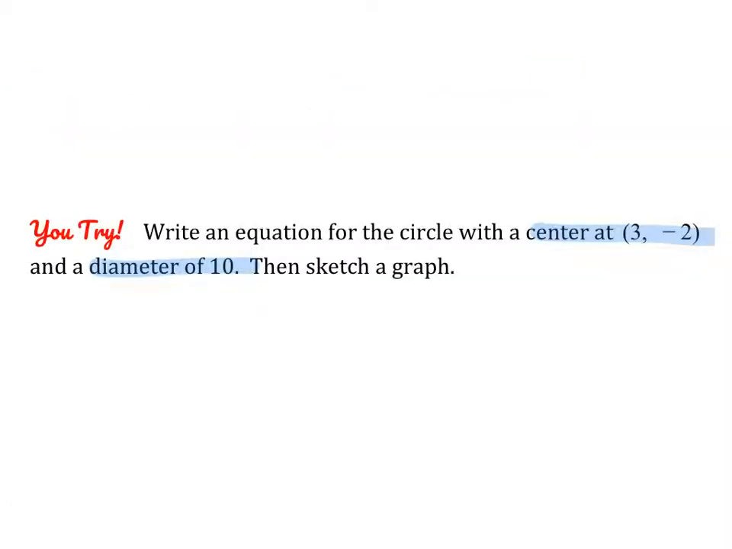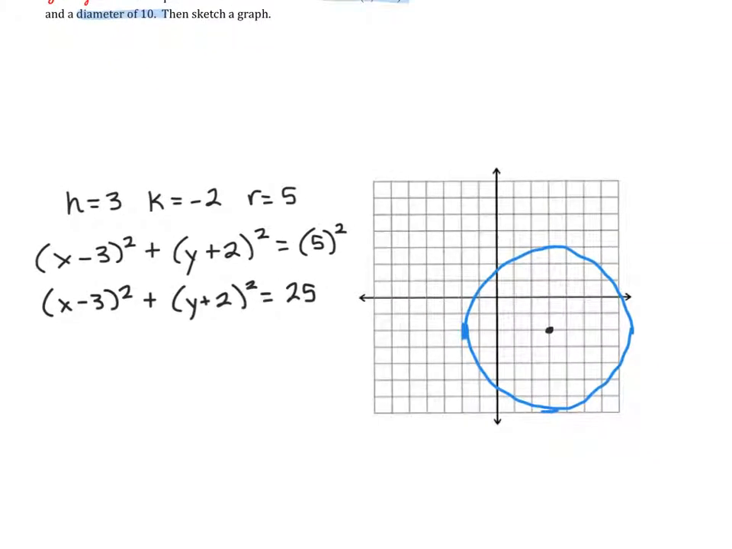All right, go ahead and pause the video and see if you can give this one a try. All right, so here you can see that h is 3, k is -2, and your radius is 5. So when you substitute those values into your equation, you should end up with this final equation. Check that you have x minus 3, y plus 2, and 25. To plot it, you start at the center, which was (3, -2), and then you go out by the distance of your radius. Right 5, up 5, left 5, down 5, and then connect them to make a circle.